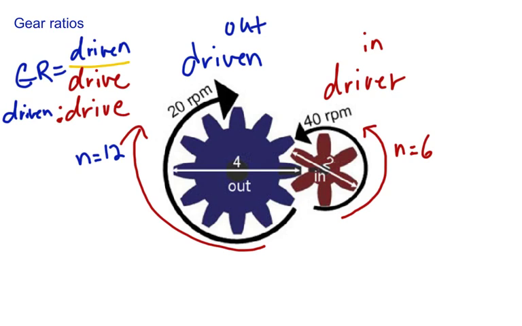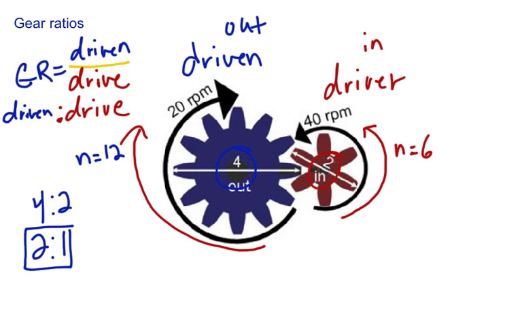One thing you might be able to use is the actual diameter of the wheels or the gears. You'll notice here the diameter of this blue gear is 4 inches, we'll say, and the diameter of the red one is 2 inches. So the gear ratio of the driven to the driver is 4 to 2, or you could simplify that to 2 to 1. That is your gear ratio for these two gears.